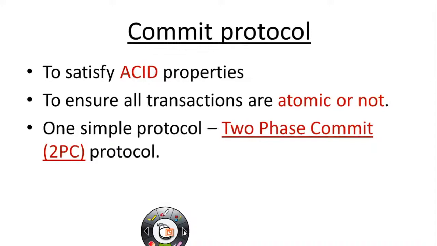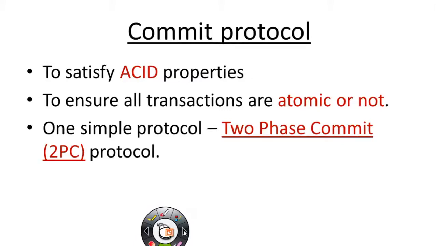So how do we handle this? To ensure this, for handling transactions in distributed databases, we have commit protocols. We can use these commit protocols to execute a transaction successfully. The role of a commit protocol is to satisfy the ACID properties: atomicity, consistency, isolation, and durability.